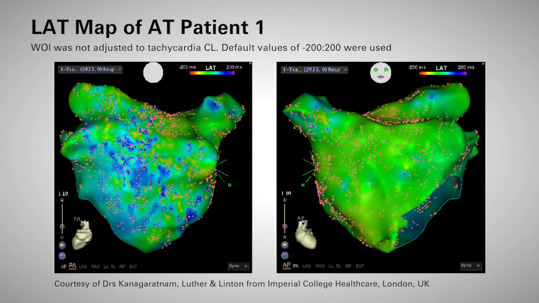This was where the window of interest was set to default, minus 200 milliseconds to plus 200 milliseconds. Not an ideal window of interest setting, but it is oftentimes, as we know, the default setting in some labs. Looking at this map, it's difficult to determine where this atrial tachycardia is originating from. There are no clear early activation sites and no clear late activation sites. All we're seeing is a sea of green. So based on this LAT map alone, it would not be possible to identify the source of tachycardia.